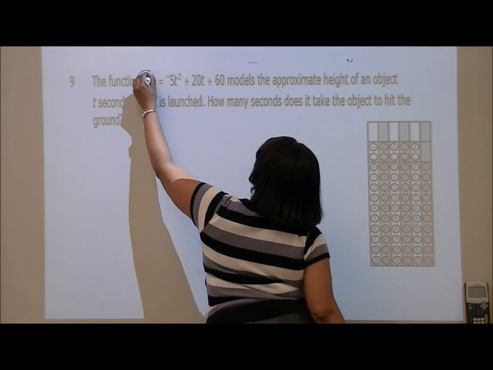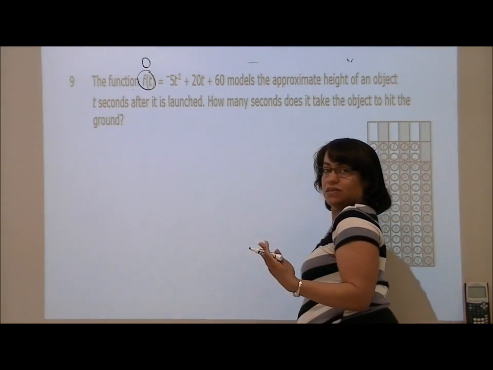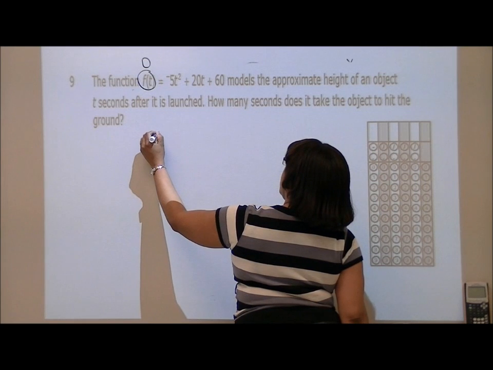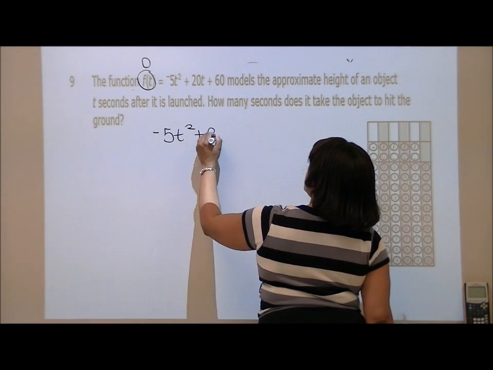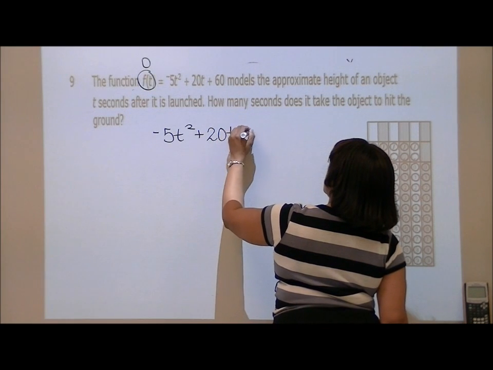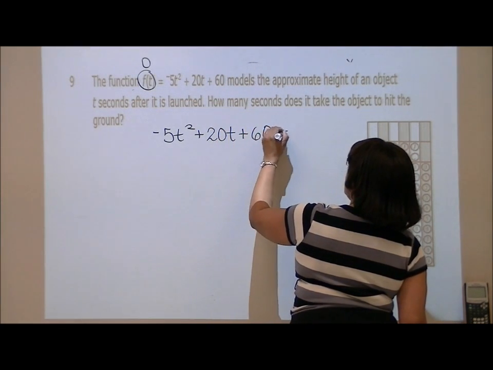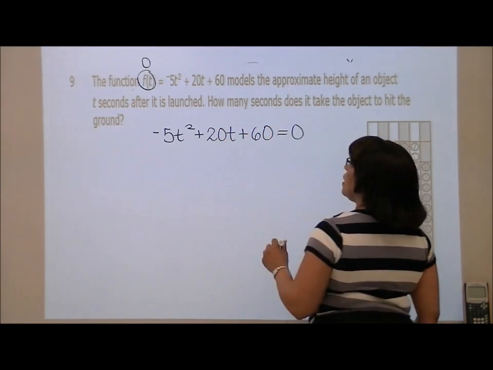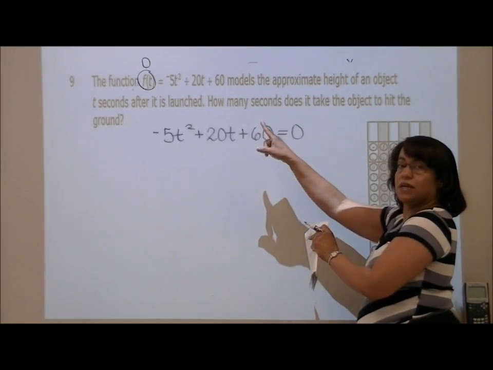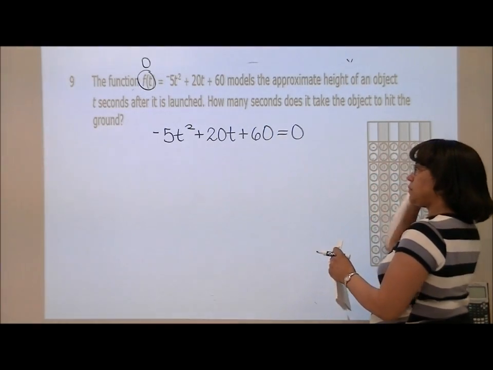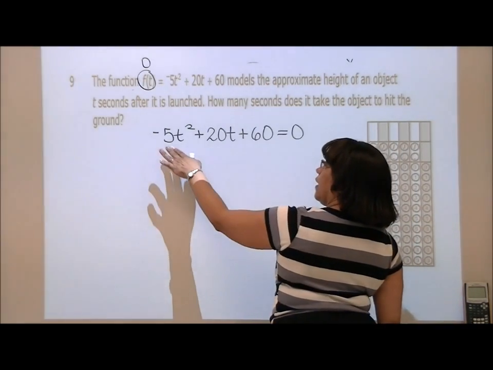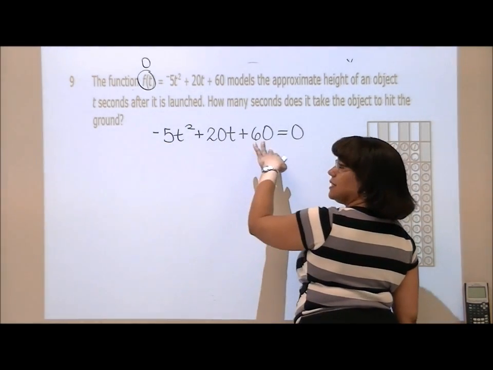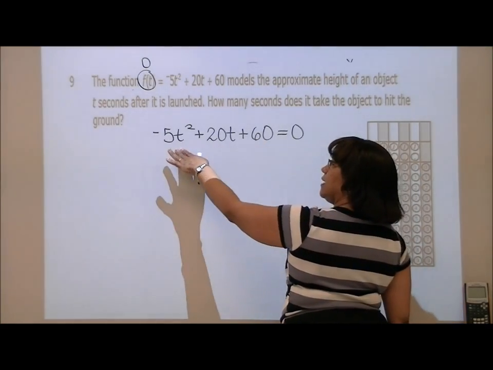So this is going to equal 0 because that's when it hits the ground. So we have -5t squared plus 20t plus 60 equals 0. We can just flip it around because of the symmetric property. So now we have to factor out our greatest common factor, the highest number that goes into 5, 20, and 60 evenly. So we can take out a -5.